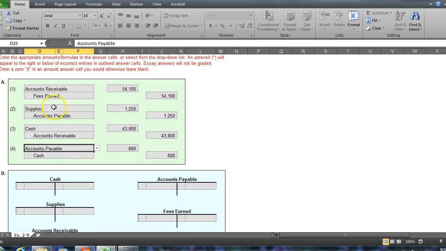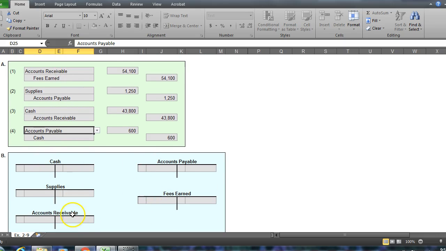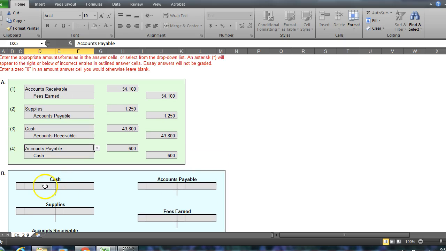Now let's take these transactions and transfer them, or post them, to a ledger. By recording the transaction here, we now have to transfer it to a ledger. Each one of these accounts is a little ledger. So I'm going to record some transactions to show you how to transfer to a ledger. In your project, they are called T accounts. They look just like little T's. So my cash account is going to go up by $43,800. My cash also goes down, if you look at the other transaction, by $600.